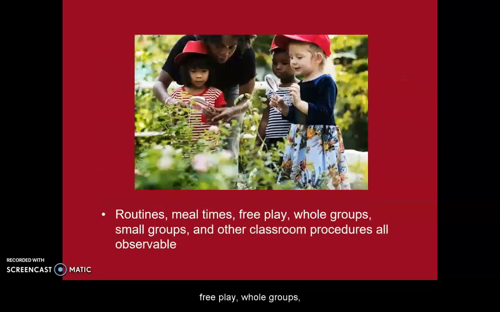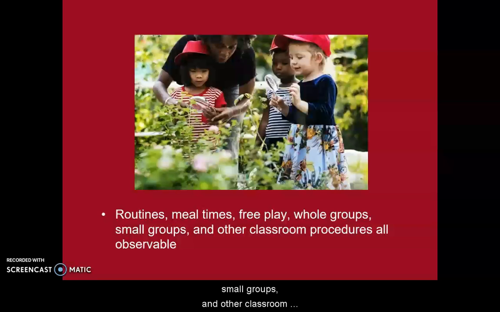Routines, meal times, free play, whole groups, small groups, and other classroom procedures are all observable times of day. We don't observe unstructured gross motor or large motor play because the researchers who created the Pre-K CLASS did not test it out on that activity. If the classroom goes to unstructured gross motor play during the CLASS observation, that's not a problem. The observer will just pause the observation and complete it when the unstructured gross motor play ends.